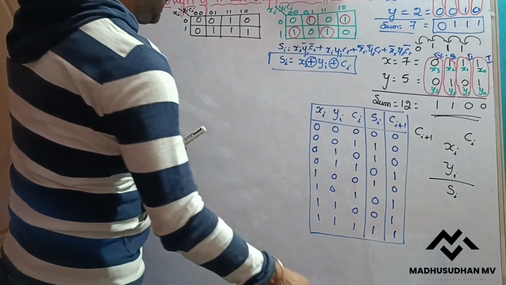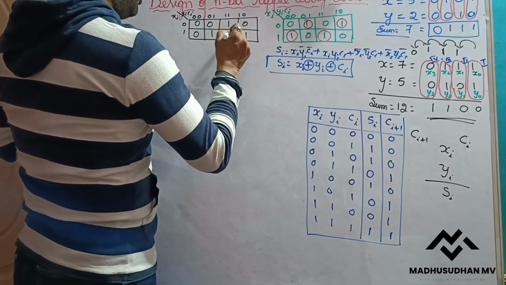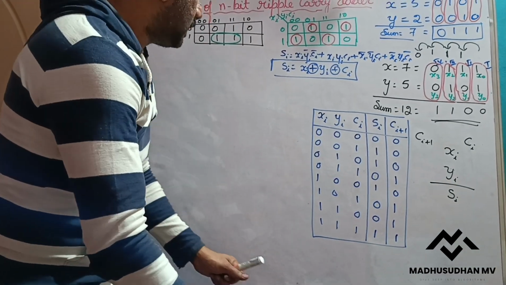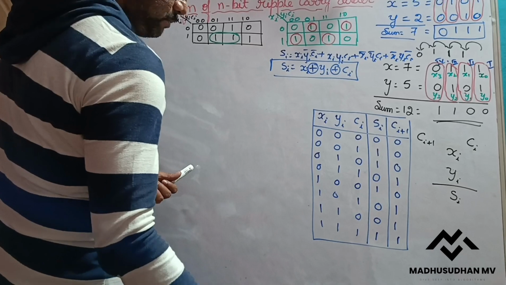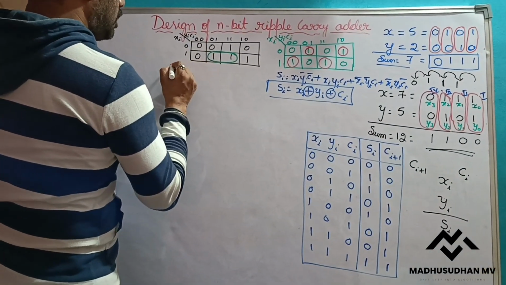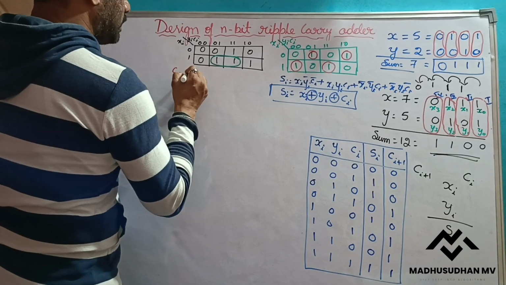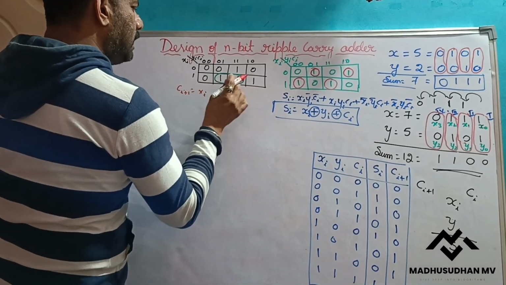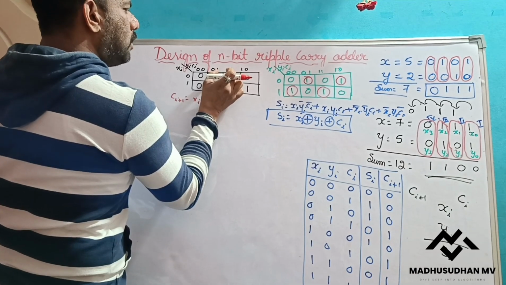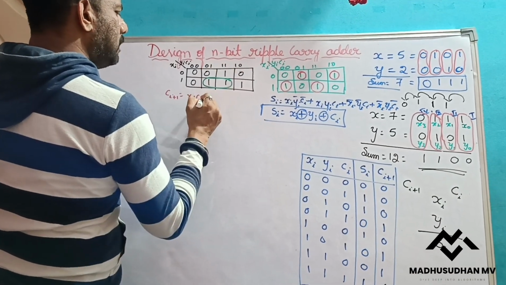Now I will make this my first group, a pair. This pair belongs to this row, which is Xi. I am writing this for Ci plus 1. This is Xi, and these two belong to this column; among these two columns the common term is this 1 and 1. This one is Ci.